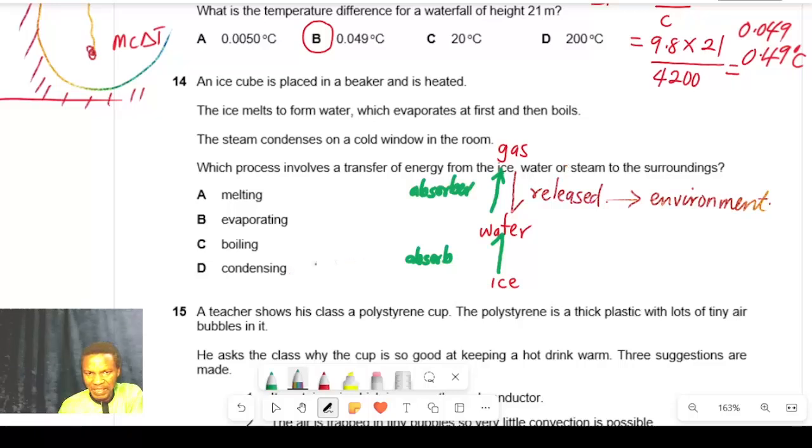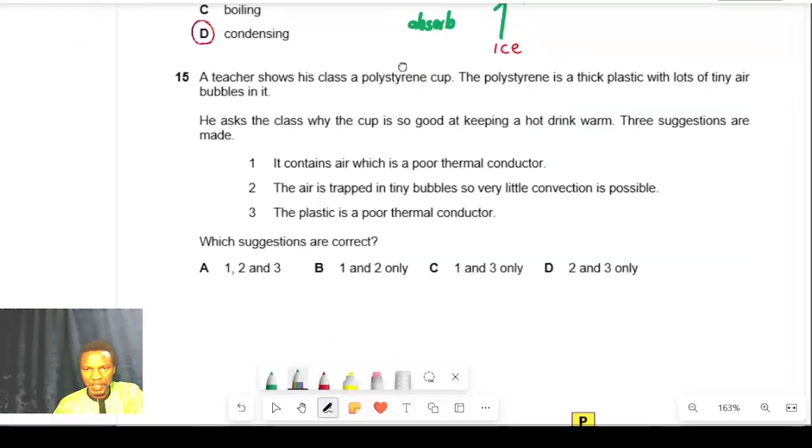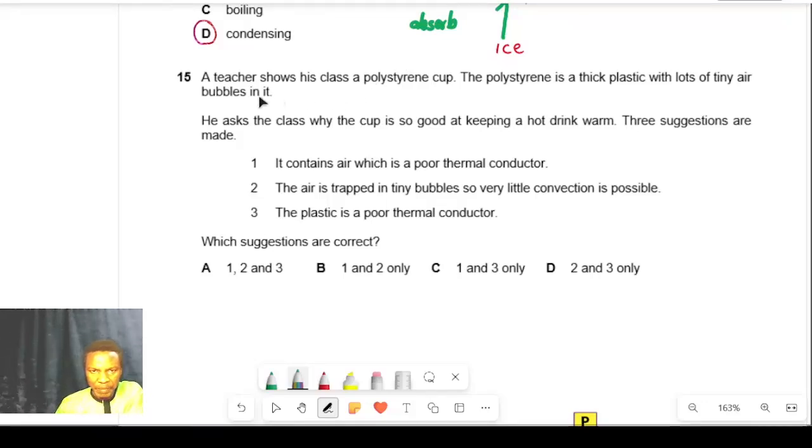So with that, which of them releases energy? It is the condensation process. So question number 14 is D. So let's go to question 15.